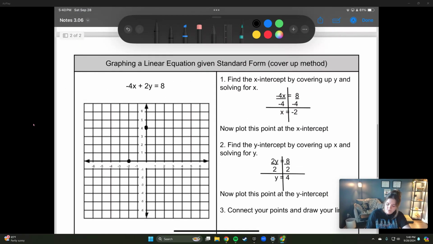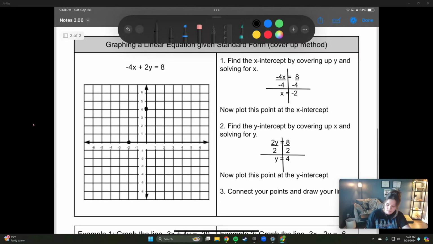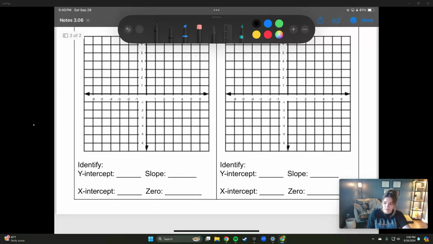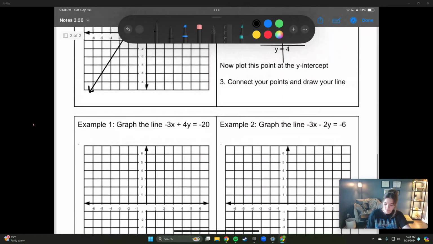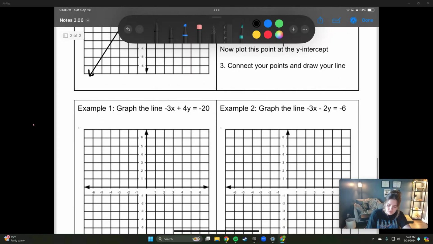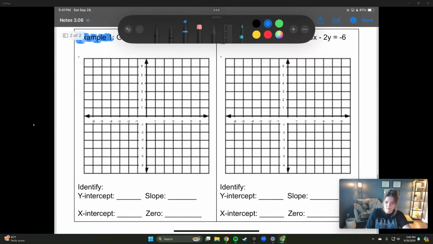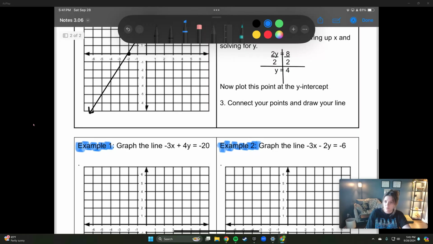You can use the cover-up method, right, and then connect your points and draw the line. Or you can do it where you turn it into slope-intercept form and plot it that way. Either way will work. That is completely up to you, okay? You're going to try these 2 examples the way that works best for you, okay? I'm fine with either. As long as we get the right answers, you could do either one.